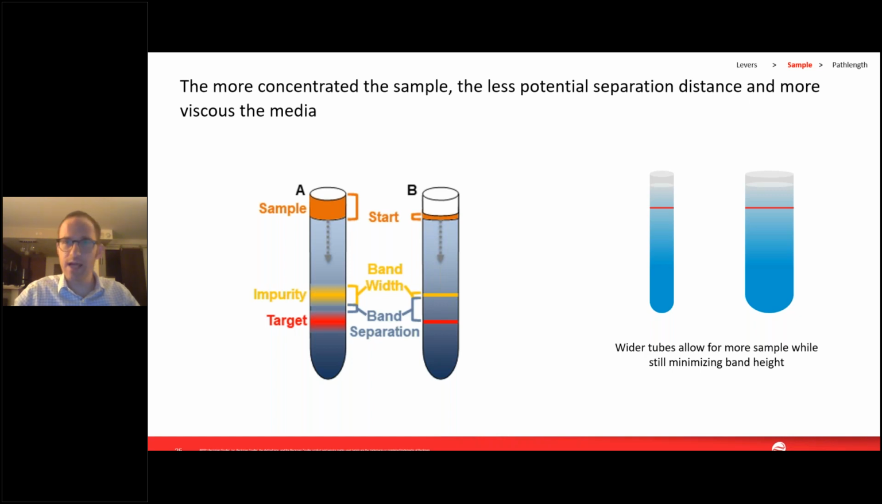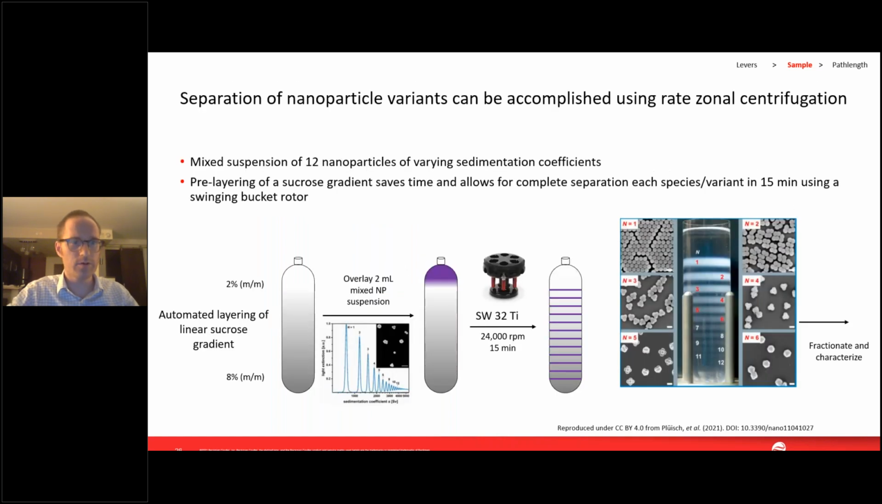And an example of that, I'll show you this case study here with nanoparticles. This is not something that we did in our lab at all, but I'll just cite this here, right? This is separation of nanoparticle variants. This, I believe, came out of the University of Constance. And they used rate zonal separations here to separate 12 different nanoparticles that vary by their sedimentation coefficient. And here they pre-layered a sucrose gradient, right? That's saving the time. And so then they were able to have just a 15-minute run, and then they're overlaying just 2 mils.